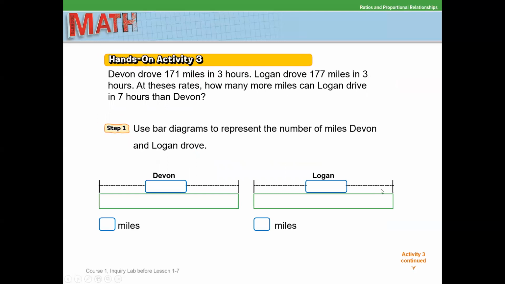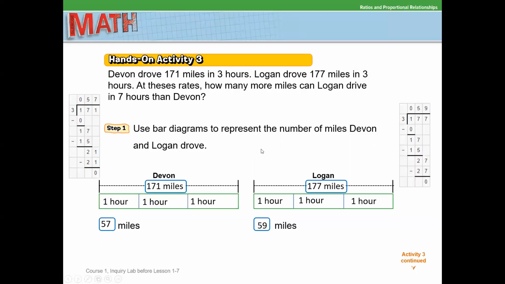Devin drove 171 miles in 3 hours. Logan drove 177 miles in 3 hours. At these rates, how many more miles can Logan drive in 7 hours than Devin? Use bar diagrams to represent the number of miles Devin and Logan drove. Devin drove 171 miles. Logan drove 177 miles. So the total distance divided by 3, 1 hour each, gives me 57 miles per hour for Devin and 59 miles per hour for Logan.